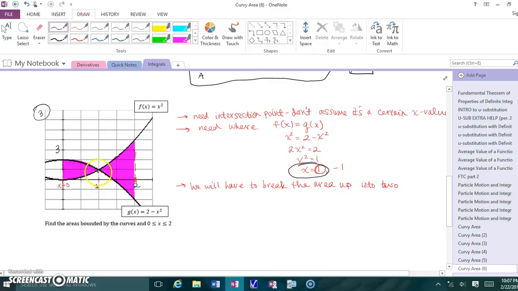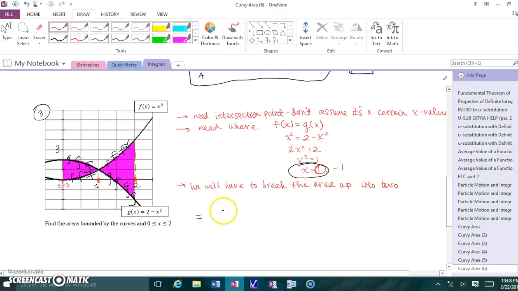So I know that they do intersect at this x value. And we're going to have to break it up. The reason we're going to have to break it up is because for part of the area, this one is G. G is on top, and F is on the bottom. But then for the other part, F is on the top, and G is on the bottom. So I would recommend labeling the curve as you go, especially if this is going to be confusing for you or you think you might make a mistake.